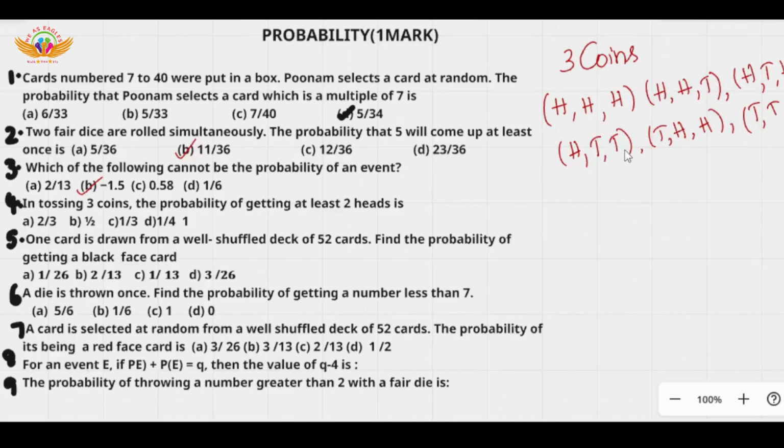1, 2, 3, 4 you can write on your own by choosing the first coin as head, and the remaining ones you can just change alternately. See here, in the place of head I have written tail, and in the place of tail I have written head. So you can change like that: head, head, head; head, head, tail; head, tail, head; head, tail, tail; tail, head, head; and tail, tail, head.